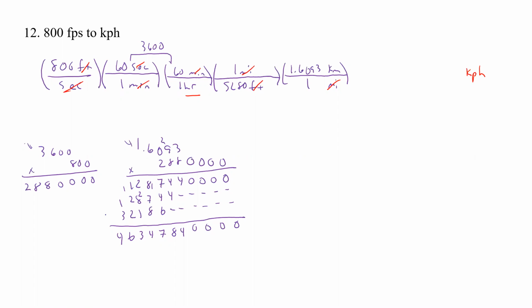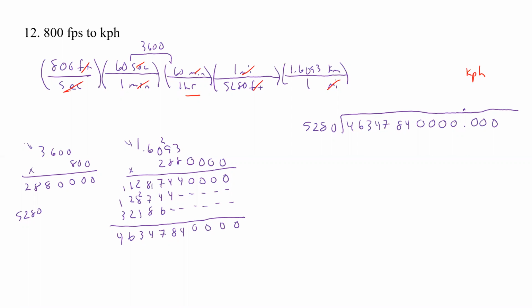And so now what we need to do is divide by 5,280. Okay. So 5,280 into 4, 6, 3, 4, 7, 8, 4, 1, 2, 3, 4.123. All right. So what is this going to give us? It's going to give us a headache, it looks like. Now we're going to have to take 5,280 and we're going to have to get into this one.